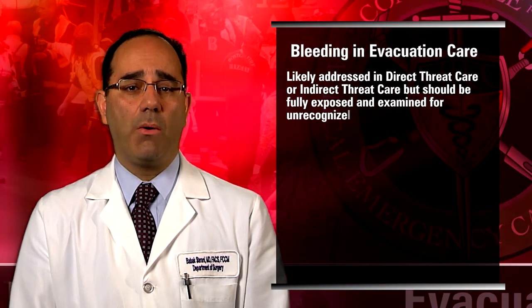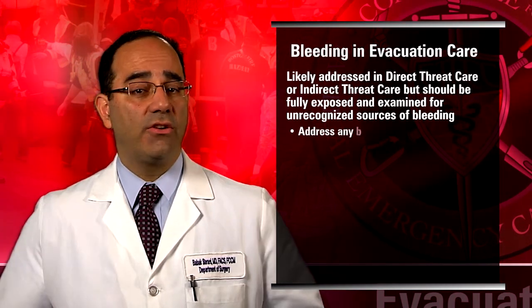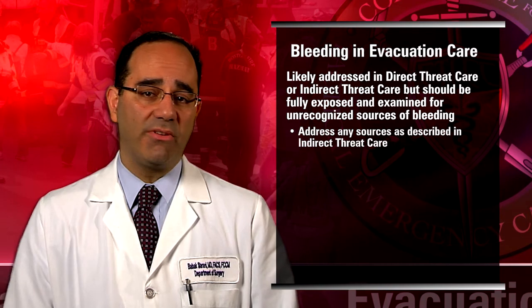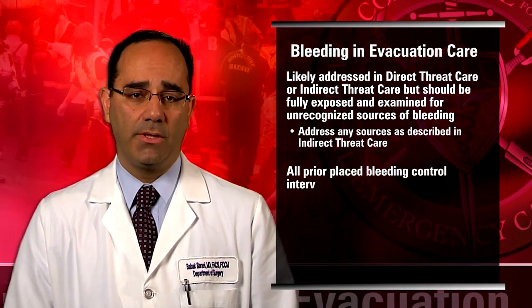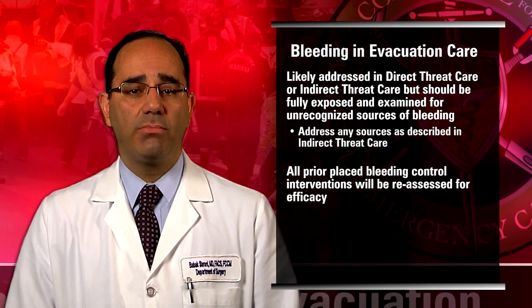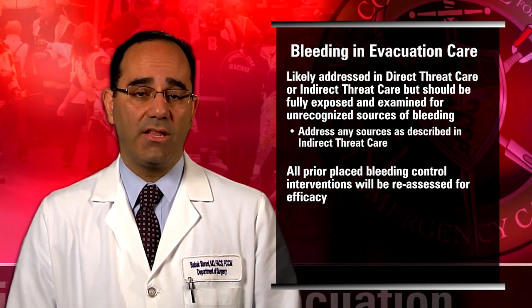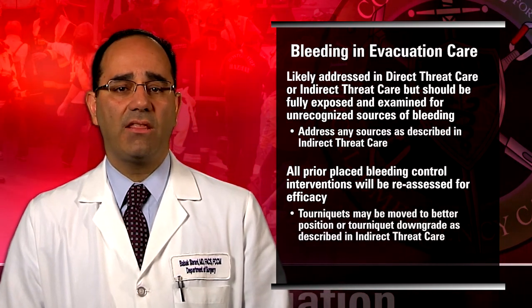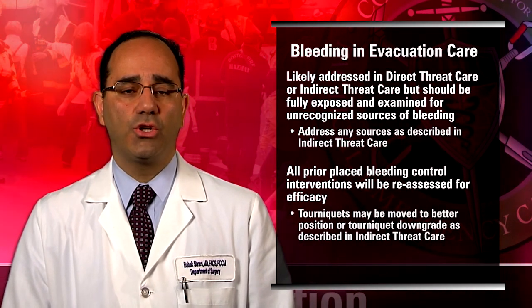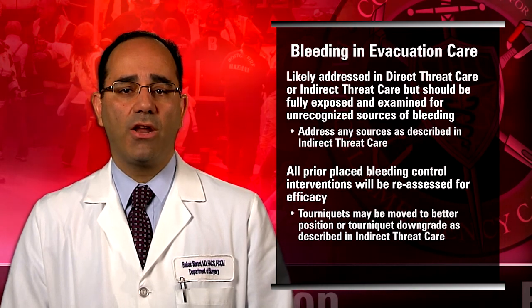Most bleeding should have been addressed by this phase of care. However, because things change and interventions fail, all wounds should be fully exposed and re-examined for unrecognized or continued bleeding. At this point, minor bleeding can be addressed if resources are available. Think about tourniquet downgrades here. Depending on length of time until evacuation and on tourniquet effectiveness, a prior placed tourniquet may be downgraded.